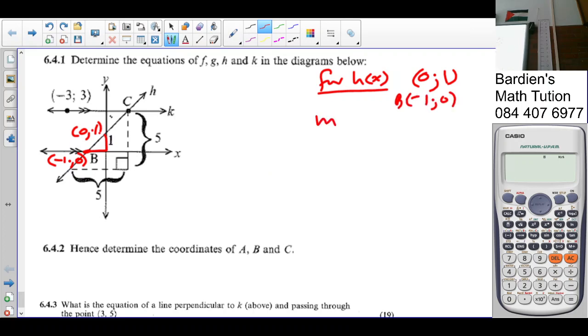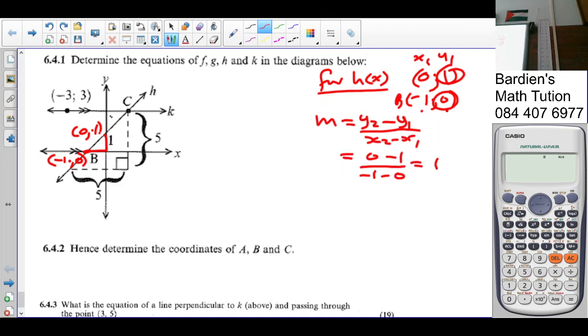Again, to work out the gradient is y2 minus y1 over x2 minus x1. So if that is x1, y1, and x2, y2, it's going to be 0 minus 1 over minus 1 minus 0, which gives you an answer of 1. Does it make sense? Yes, the graph is increasing. Did you see that, people? What is my c value? It is your y-intercept. What is your y-intercept? 1. So your m is 1 and your c is 1. So the equation of h of x is y is equal to 1x plus 1. And that is h of x.